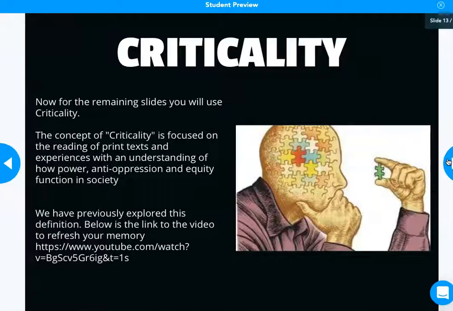Then what I'm going to ask you to do is revisit our definition of criticality. So I gave you the definition of criticality yet again, and I also included the link to our YouTube video on what criticality is. And remember, criticality is not critical thinking. It's about reading texts and examining experiences and understanding how power and anti-oppression function within our society.